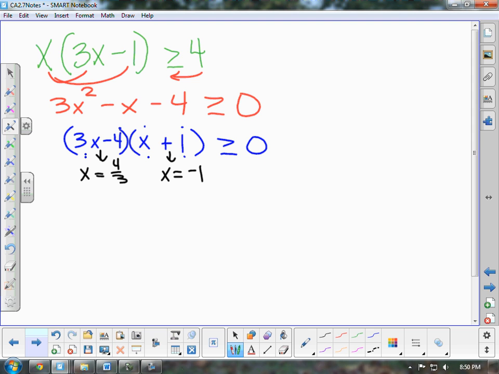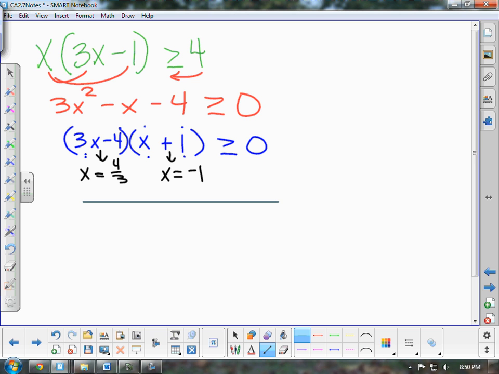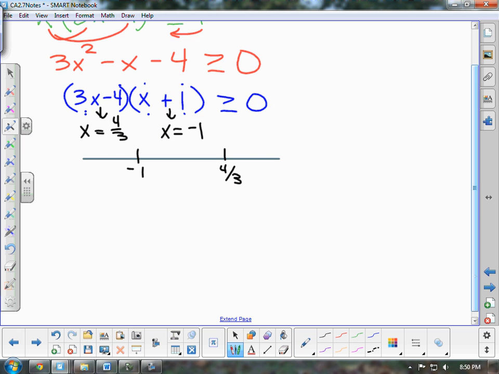And so then again, draw our number line, put in our values of negative 1 and positive 4/3. And now we are going to write our factors over here on the side.